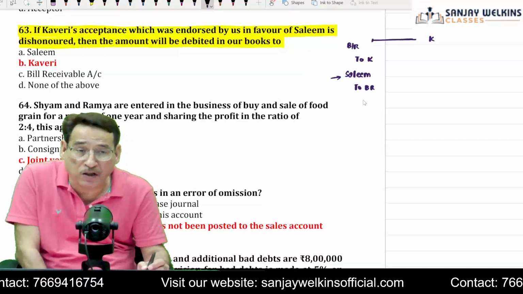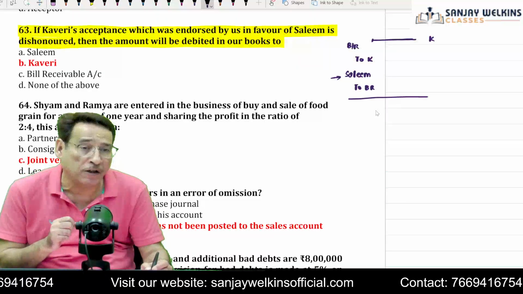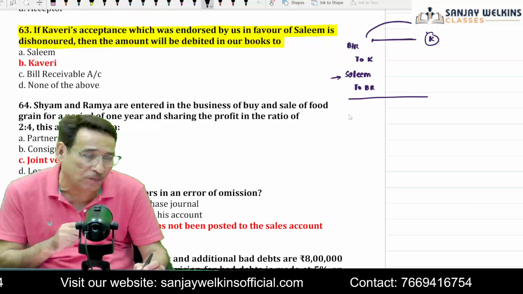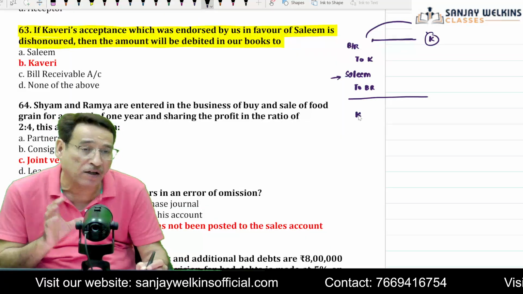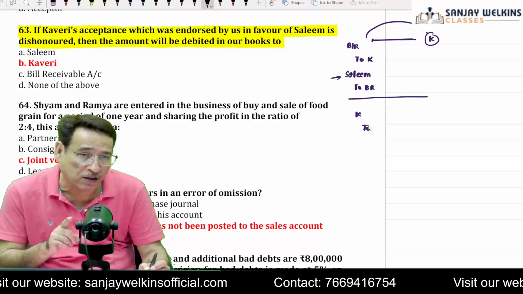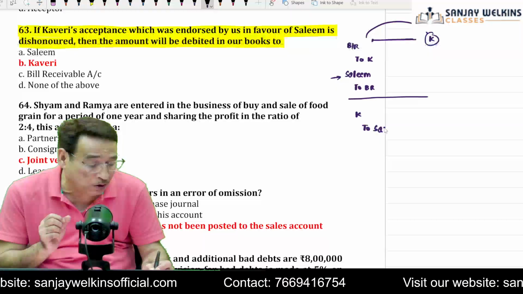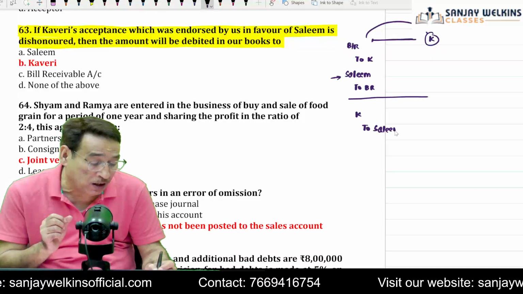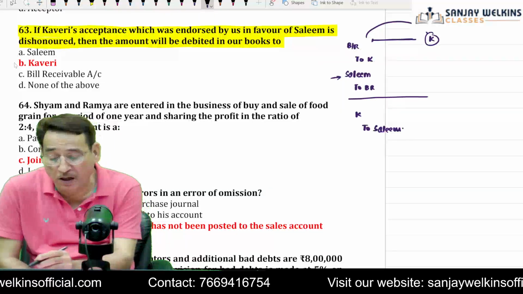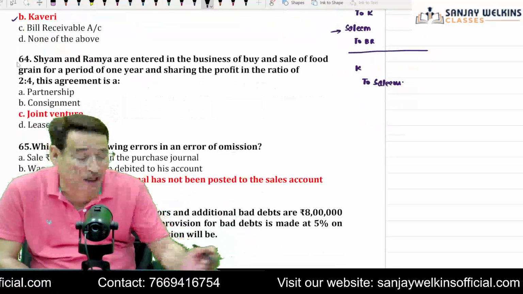But now this bill is dishonored. And so many times under bill of exchange I have told you, whenever your bill will get dishonored, you will always debit the original debtor. Your original debtor is K because you have received the bill from K. So for dishonor entry, you will debit the original debtor, that is K account, and you will credit the person who is having the bill at this moment, because Salim is having the bill. So you are going to now credit Salim. So in this question, it is asked whom you are going to actually debit when the bill is dishonored. Of course, you are going to debit Kaveri, and at the same time you are going to credit Salim, no doubt about that.